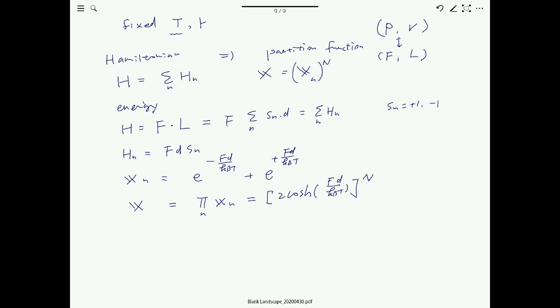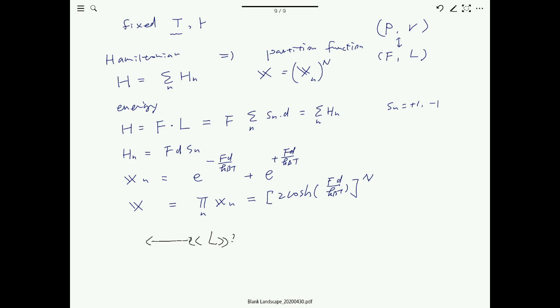Okay, so let's continue. Now we want to change to a different ensemble. Now you allow exchange of energy with the environment, and you also allow your length to change. But then how do I connect this to the L?